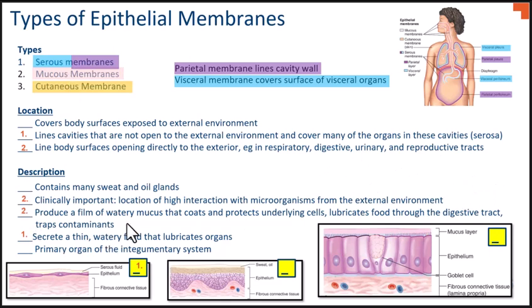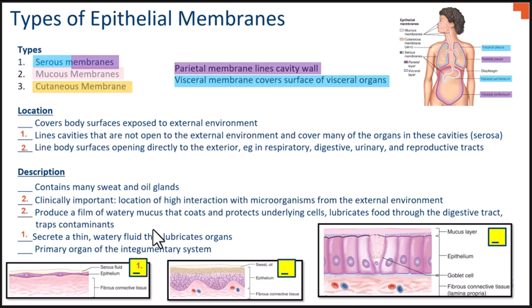The mucous membranes are going to produce a watery mucus that is going to coat and protect the cells beneath it. It's going to also lubricate food through your digestive tract. So when you swallow food and it moves throughout your stomach and throughout your digestive tract, there's lubrication there to help coat the food so it's not damaging to the cells of your tract.